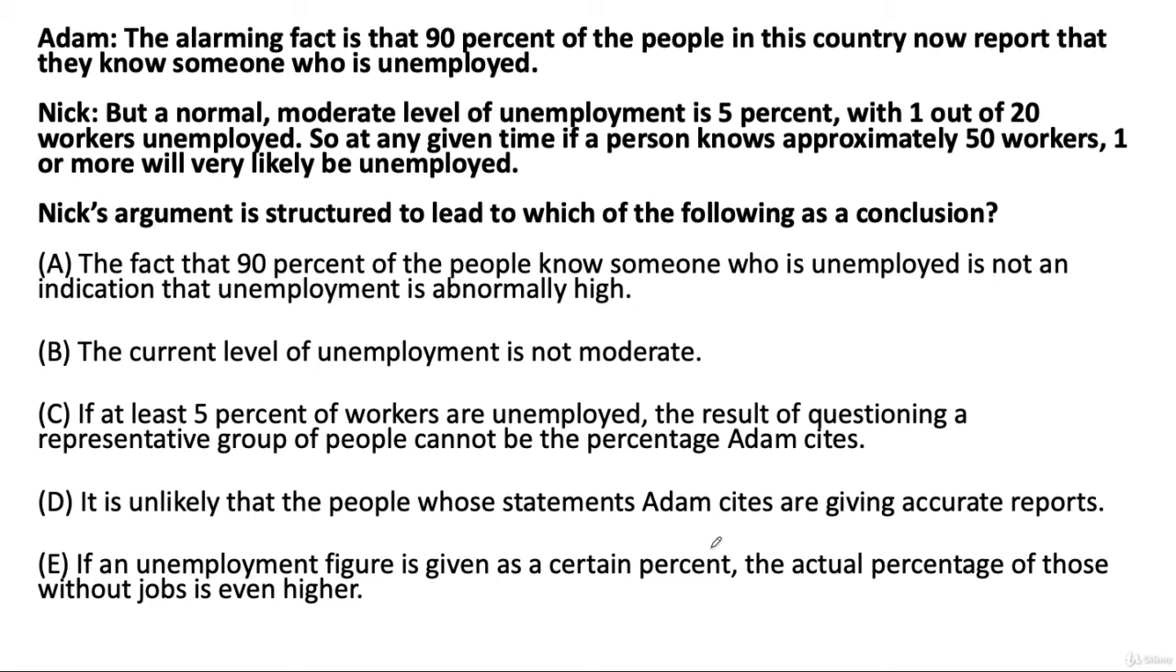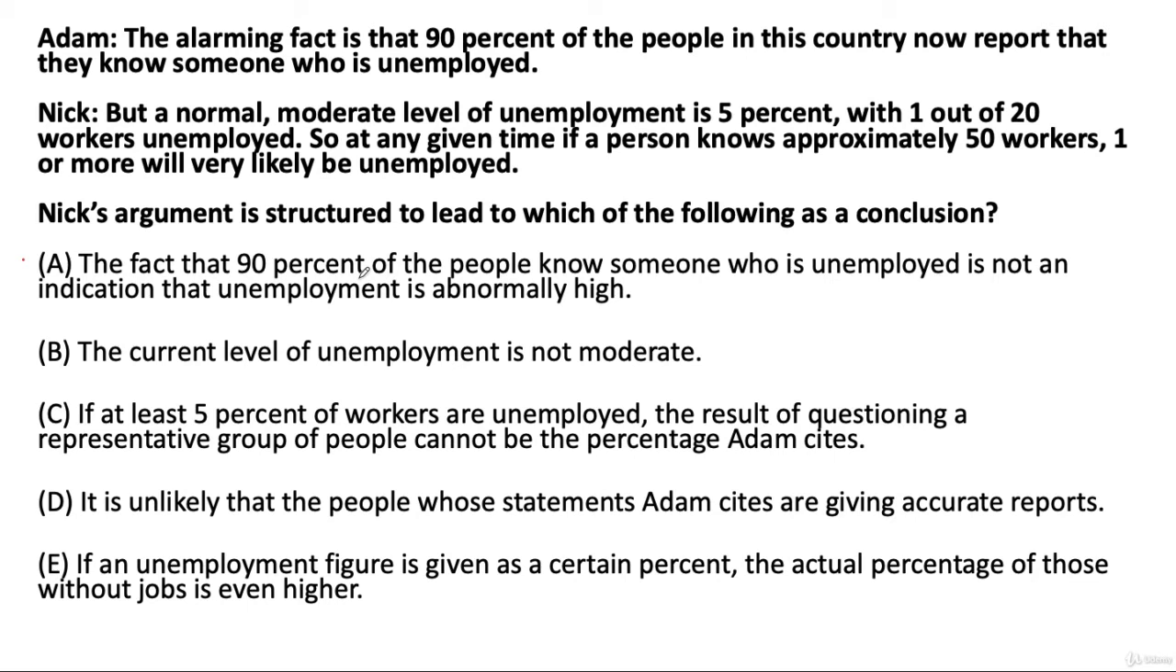So when we are about to find out the conclusion, we must take it as a matter of fact that Nick is going against Adam. So any statement here that supports Adam is not a correct answer. Let's start reviewing the options one by one. Option A: the fact that 90% of the people know someone who is unemployed is not an indication that unemployment is abnormally high. This somehow relates to what Nick is saying, so I will keep this option as a backup.